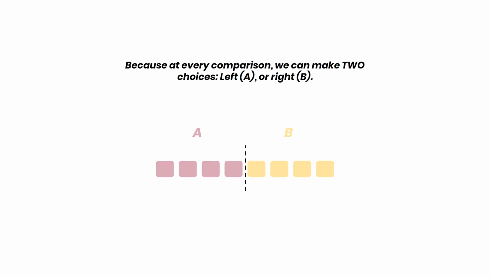And you might ask, why is this called binary search? It's got nothing to do with ones and zeros. Well, we call it binary search because at every comparison, we can make two choices. We either choose the left or the right. We're cutting the search space in two each time, and this is why it's called a binary search.